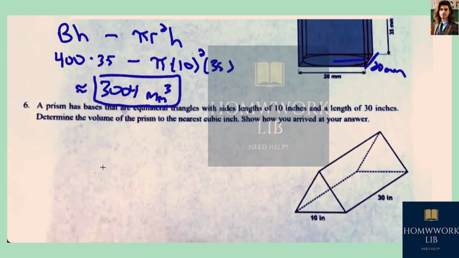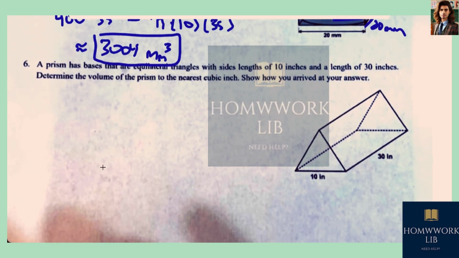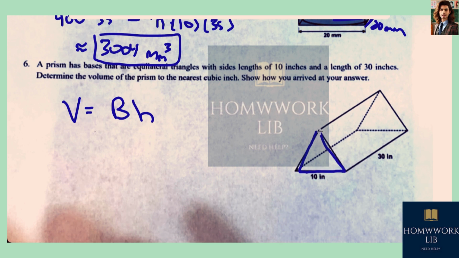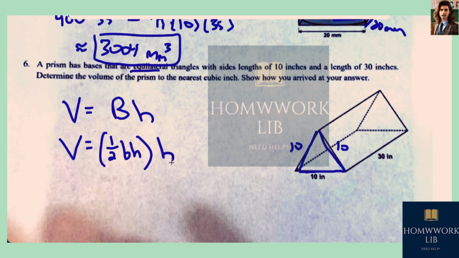In the next one, we want to find the volume of this prism. The volume of a prism is the area of the base times the height. In this case, the base is the triangle. This is an equilateral triangle. To find the area of its base, it is a triangle, so it's 1/2 base times height, times the height of the prism.